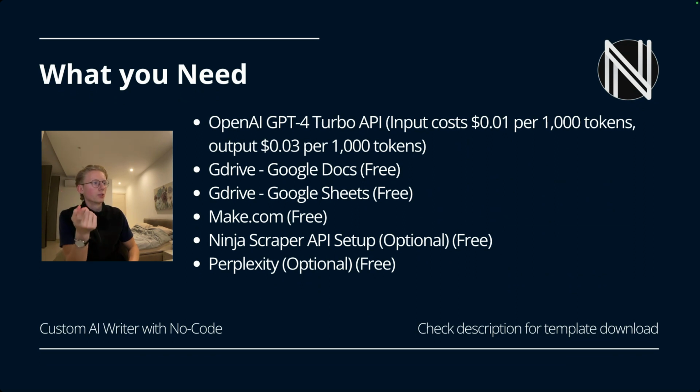And you needed GPT-4 Turbo for using my blueprints, and Docs, Sheets, Make.com, Ninja Scraper, and Perplexity, which I now prefer for fact checking. And all are free except GPT, the API, which you need to sign up for and pay per token.